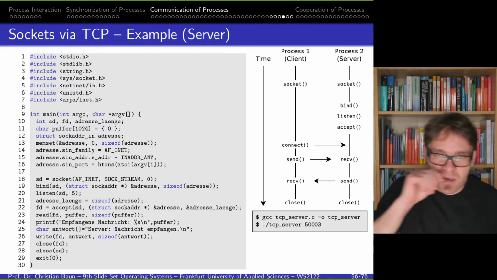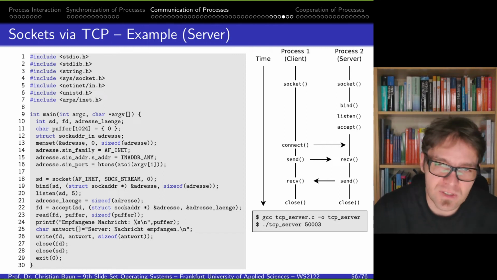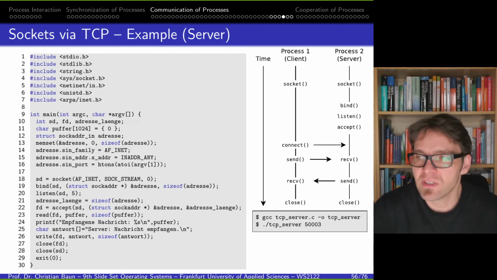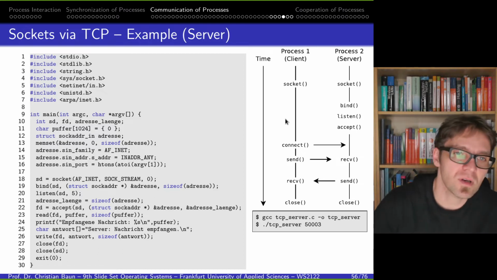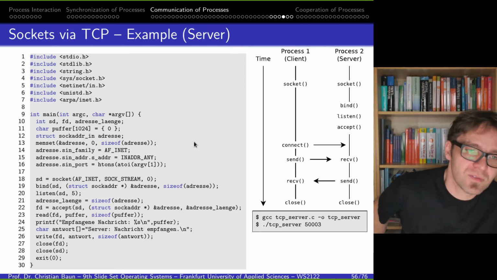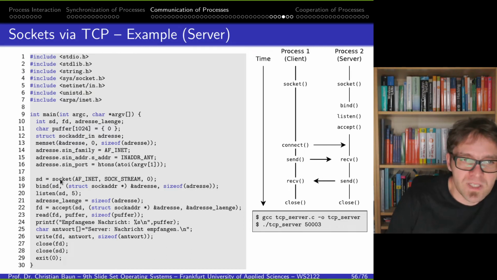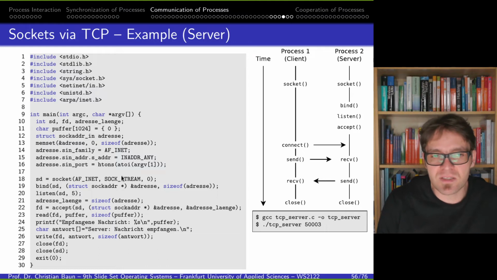So on server side we have two additional functions, and on client side we have one additional function for the connection establishment. On server side here we can see the very beginning is not different. Different is basically here in line 18. We specify our new socket we want to create now. It's a stream socket here, so it uses TCP.